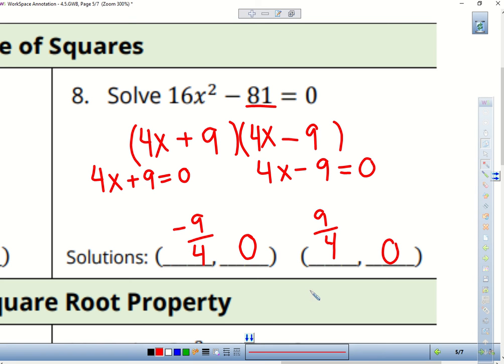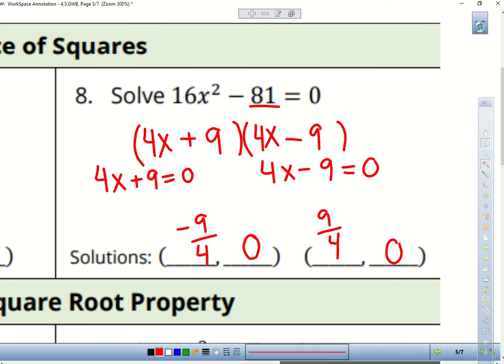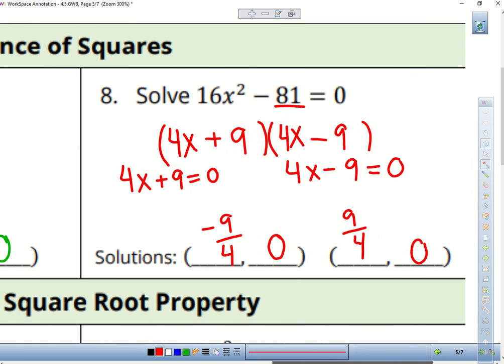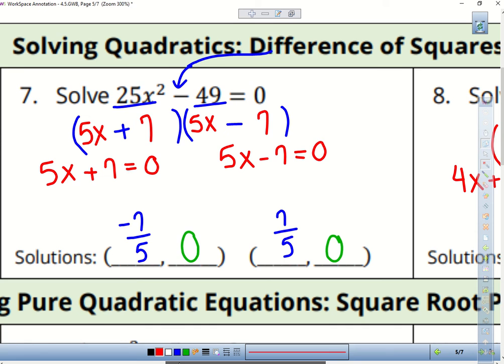So does everyone feel okay with how we got those answers? Does anyone need clarification on anything? Alright. So now we're going to talk about ones that require the square root property. Okay?